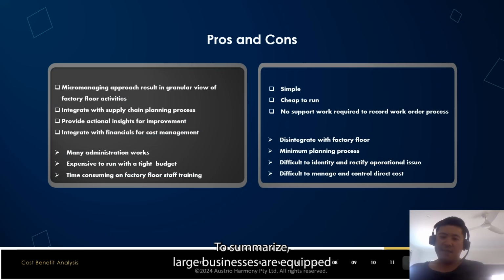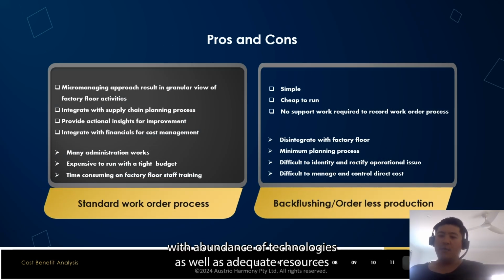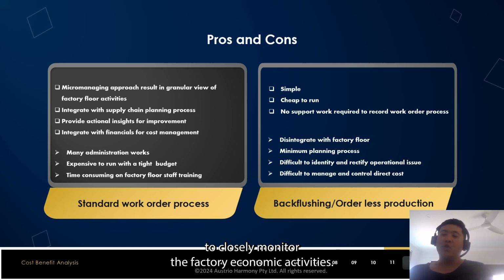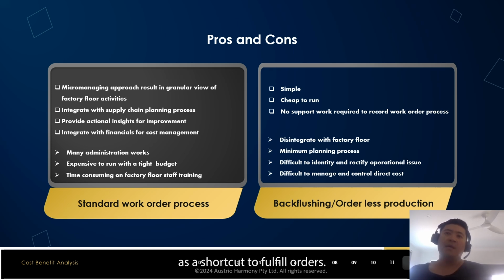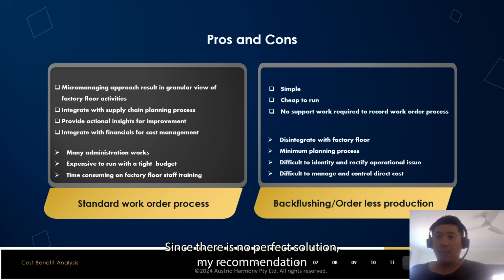To summarize, large businesses are equipped with an abundance of technologies as well as adequate resources to closely monitor the factory economic activities. Hence, they tend to favor the work order management process. On the other hand, resource constraints often leave small businesses with few choices but to adopt backflushing as a shortcut to fulfill orders.